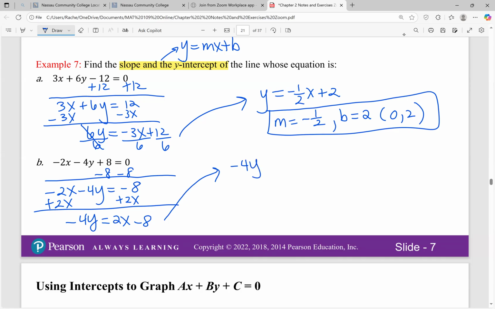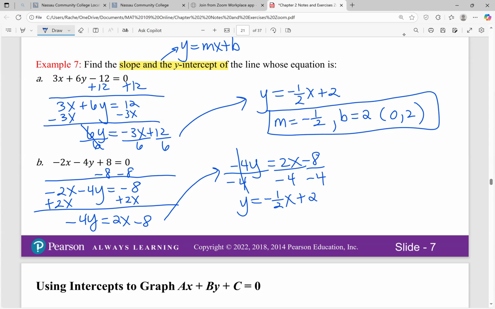So we have negative 4y equals 2x minus 8. And now we want to divide by negative 4. So we have to divide everybody by negative 4. So 2 divided by negative 4 is going to be negative 1/2. So we have negative 1/2 x. And then negative 8 divided by negative 4 is positive 2.